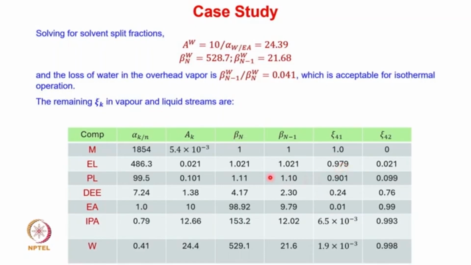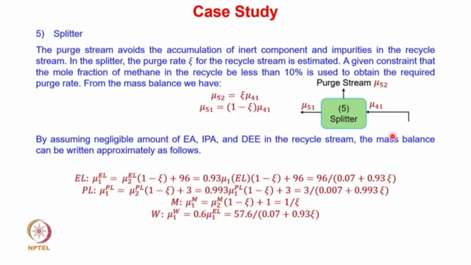So with that we can calculate the split fractions in the vapor phase, and 1 minus the split fraction of the vapor phase will be nothing but the split fraction in the liquid phase. So once we get the split fraction of the vapor phase and the liquid phase, we can write down the balance equation.